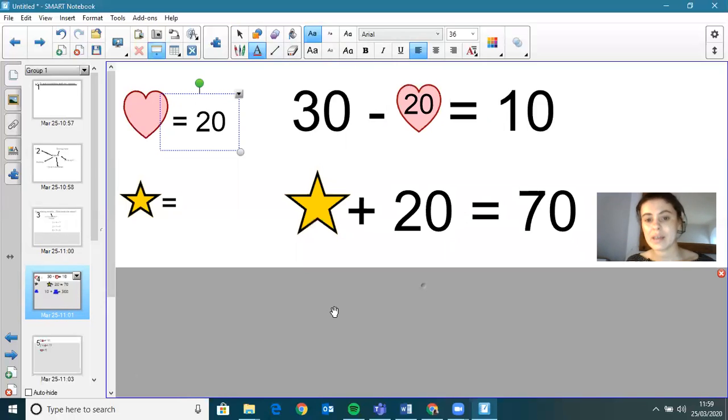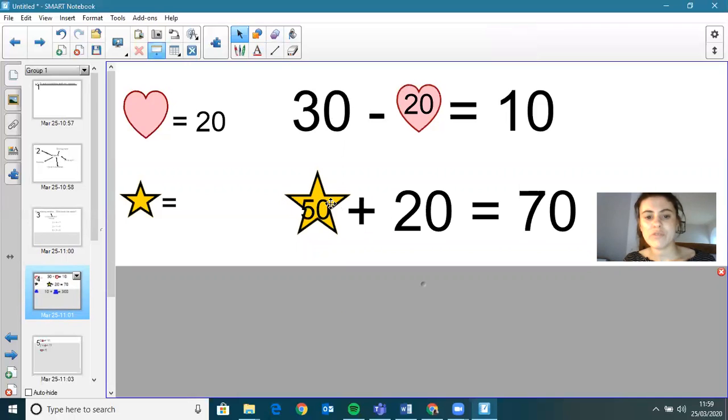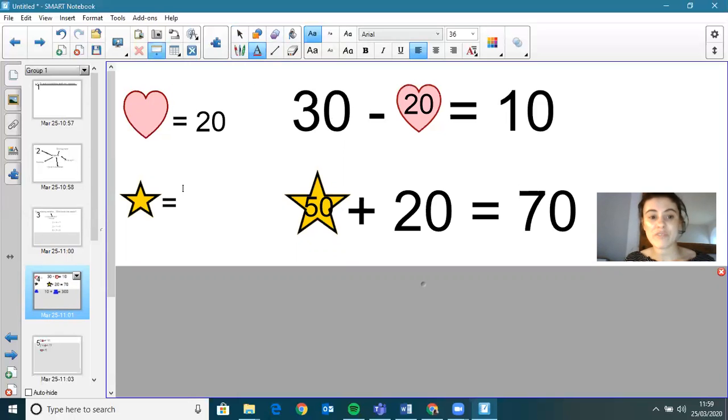Okay? Having a look at this one. So star plus 20 equals 70. Inverse, 70 take away 20 is 50. Let's just try it out. Make sure that works. 50 add 20 equals 70. Yes, it does. Therefore, the star equals 50.